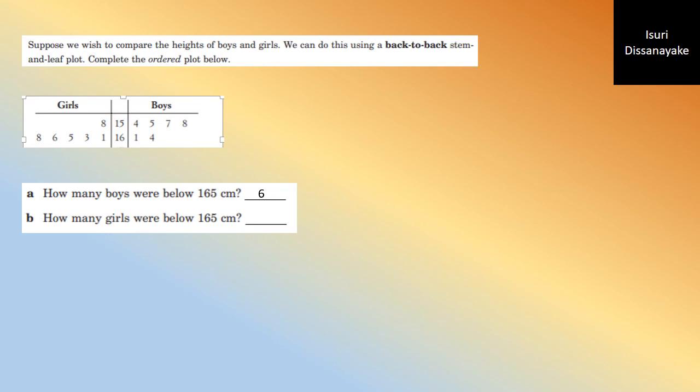How many girls were below 165 centimeters? You can see only 3 girls are below 165 centimeters because you have 158, 161 and 163. So we have only 3 girls below 165 centimeters.